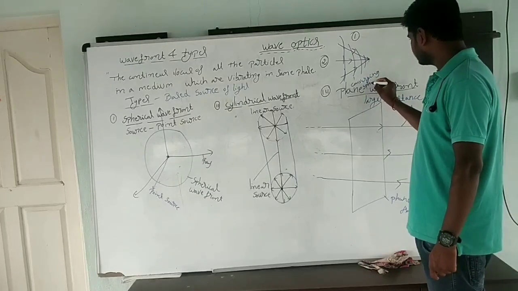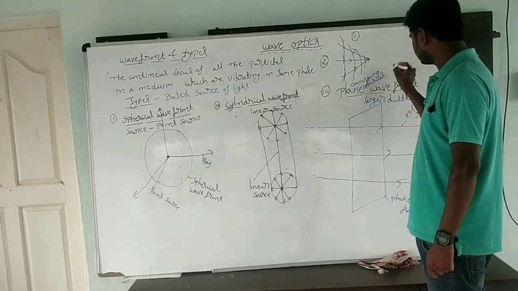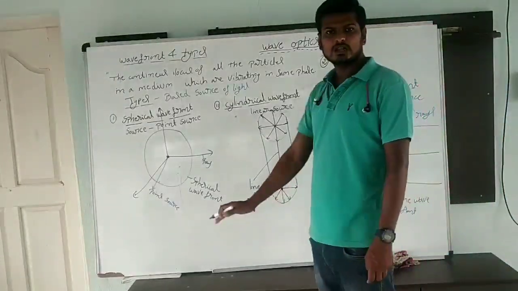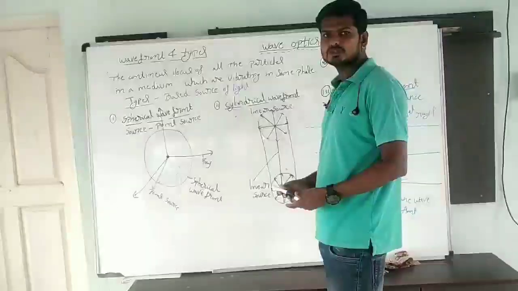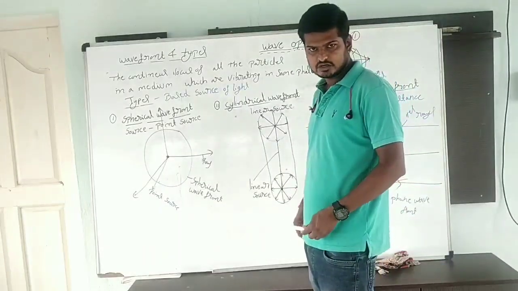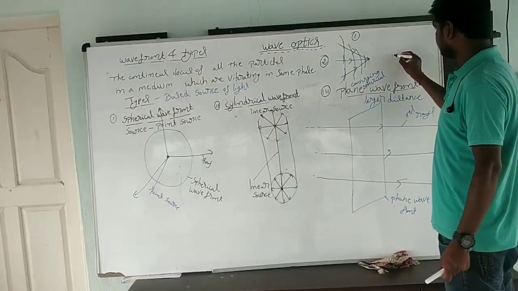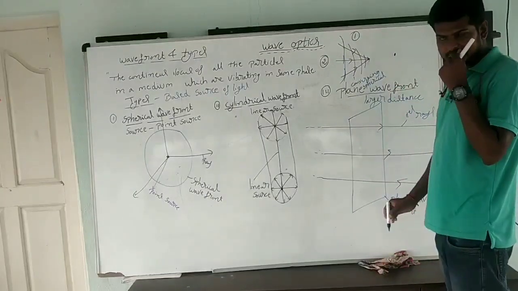Converging spherical wavefront. Means that will be simple. The converging rays are going to give the converging spherical wavefront. Yes, the converging spherical wavefront. Same way, this will be a point.